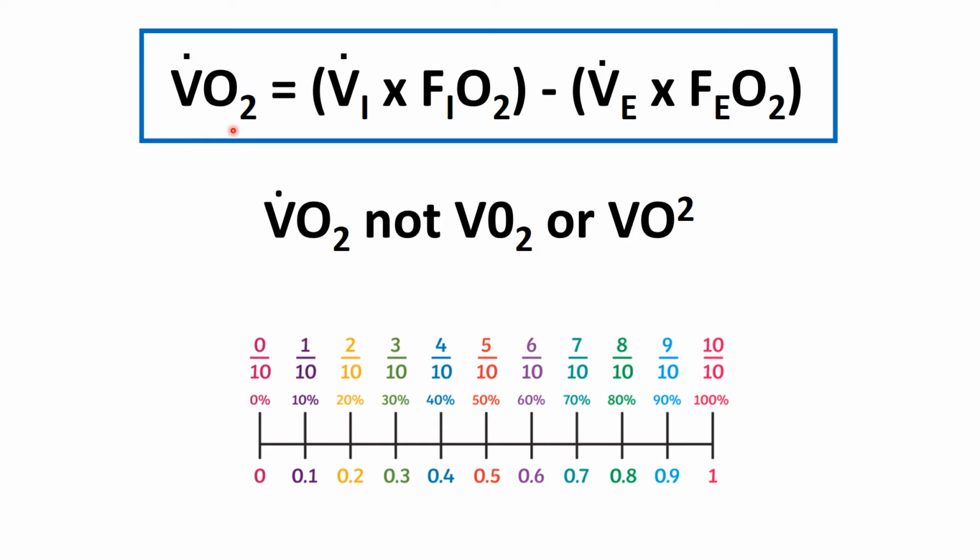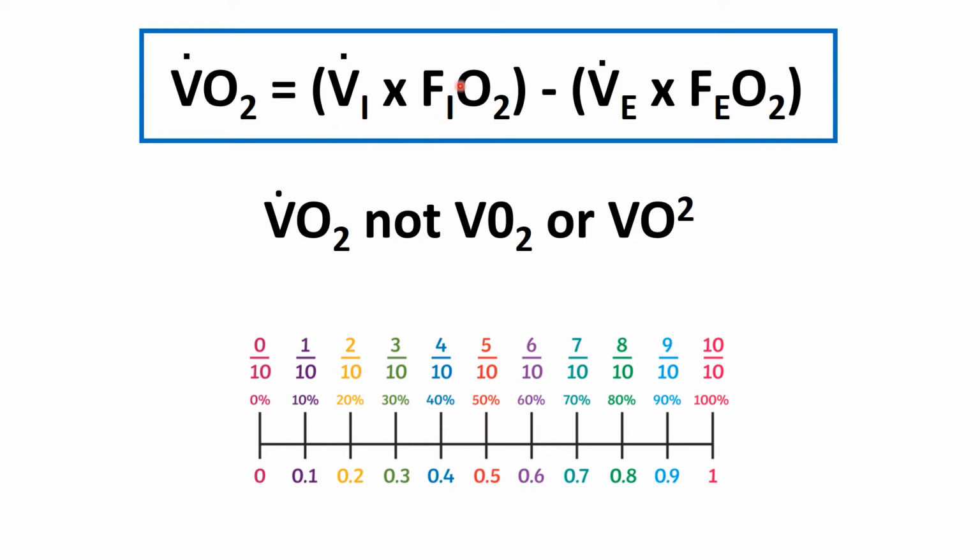So our oxygen consumption equals, so this part of the equation comes under the inspired side. So the volume of oxygen equals the volume of inspired air. So V volume, I inspired. We're talking about air here, per minute, the dot, times the fraction of inspired oxygen. So go through that again. The volume of inspired air per minute times the fraction of inspired oxygen in that air.